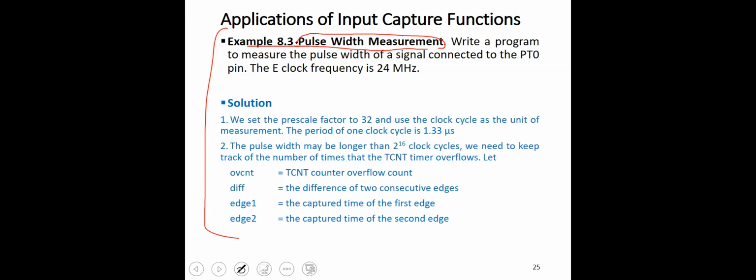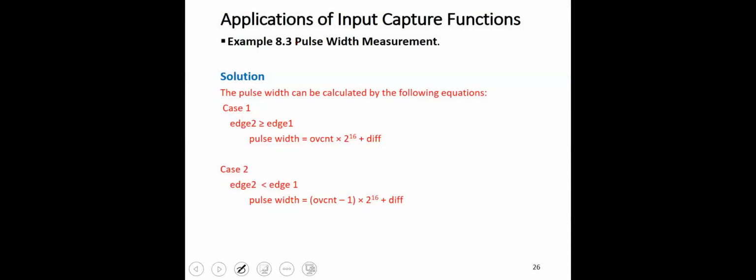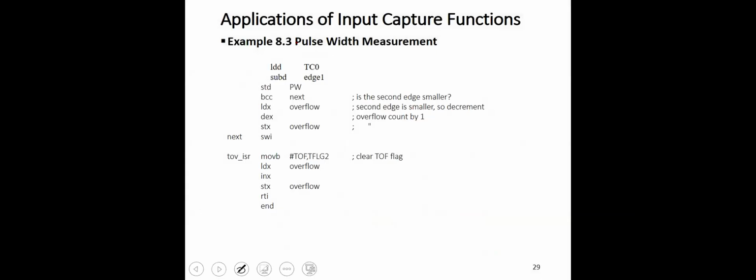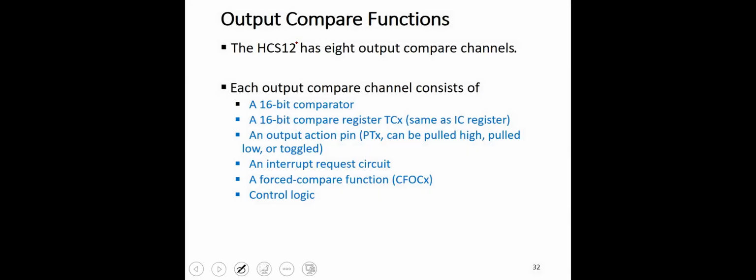So here it uses the second approach where we count how many times the timer overflows in order to determine the pulse width. So look at it, and I will go over it very quickly next time. Okay, so next time we'll look at this example and we will cover the last thing, which is the output compare functionality.